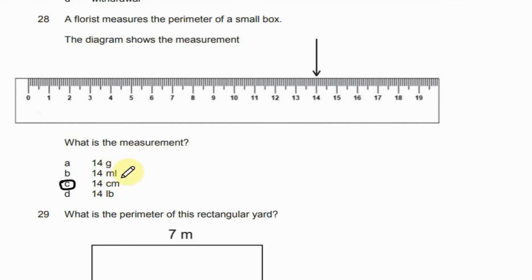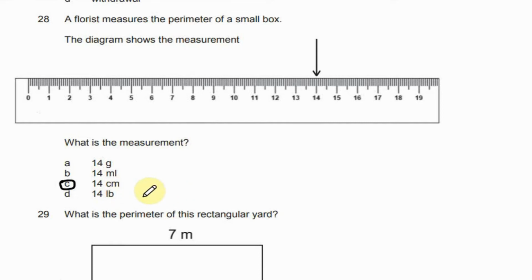Definitely not talking about milliliter. This is talking about liquid volume. So milliliter refers to volume and not perimeter. Gram here refers to weight and not perimeter. And pound again refers to weight and not perimeter.